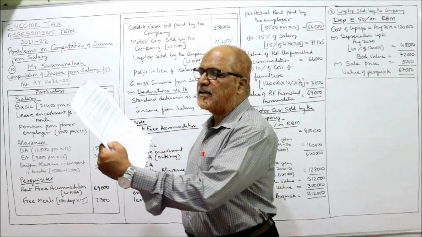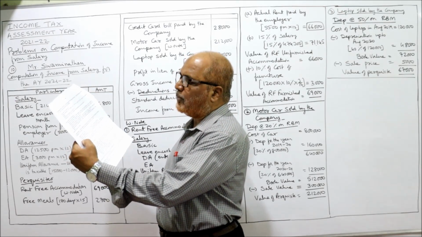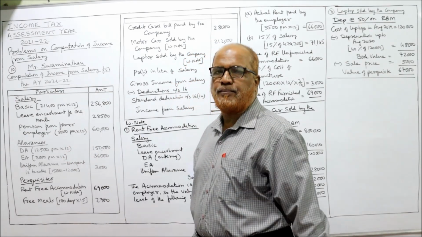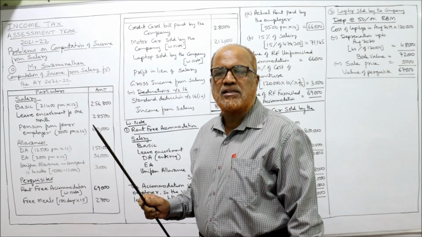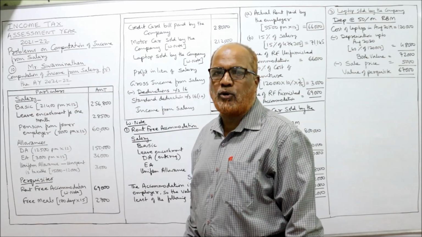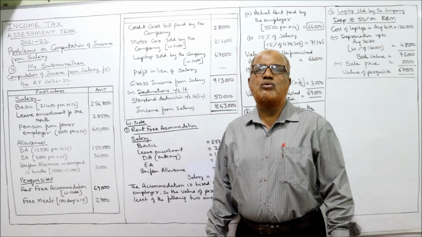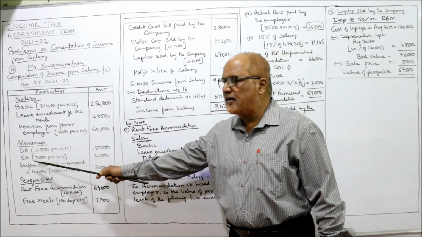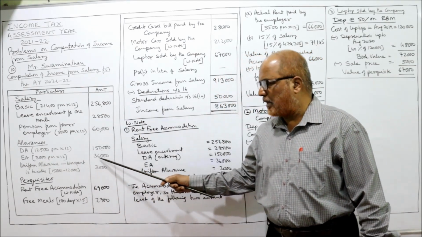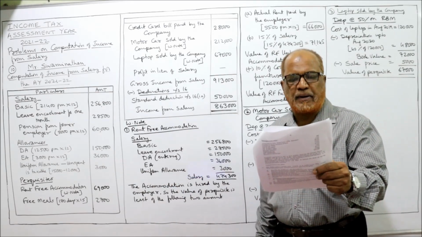Next comes entertainment allowance, EA 3,000 per month. Actual amount spent is 1,000 per month. For EA, actual amount should never be considered. Ignore the actual amount spent. How much EA he has received? 3,000 per month. So here you should take EA. Entertainment allowance 3,000 per month into 12, 36,000. Ignore the actual amount spent.